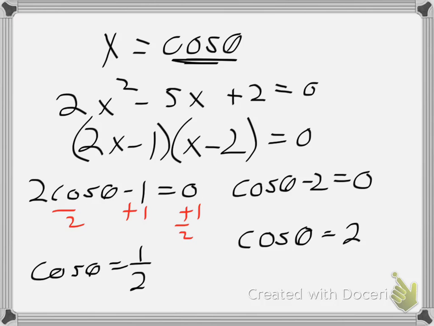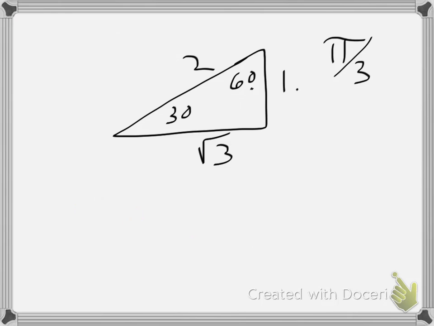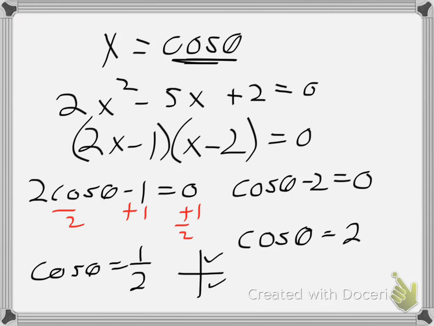Now, of course, I need to consider what quadrant I'm in. Since cosine is positive, that confines me to quadrants 1 and 4. So I have pi over 3 in quadrant 1. In quadrant 4, using pi over 3 as a reference angle, my other angle will be 5 pi over 3. And that's within one full revolution, from 0 to 2 pi, so I'm good.